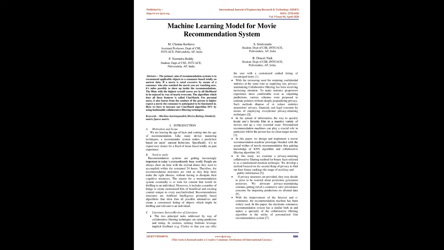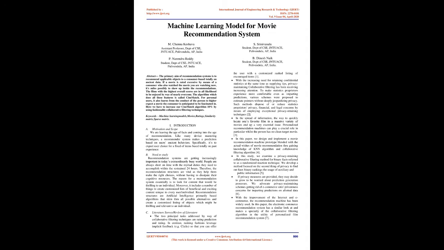Moreover, it includes a number of things to create customized lists of beneficial and exciting content unique to every user/individual. Recommendation structures are artificial intelligence primarily based algorithms that skim through all possible alternatives and create a customized listing of objects which might be thrilling and relevant to an individual. See literature survey/review of literature.